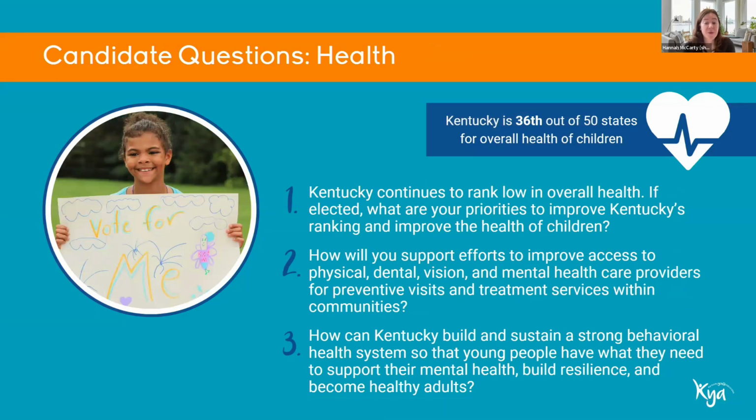And then health as well. So Kentucky ranks 36 out of 50 states for overall health of children. So if elected, what are your priorities to improve Kentucky's ranking and improve the health of children? Asking questions about how they'll improve access to healthcare, especially mental health and behavioral health systems for young adults and young people.